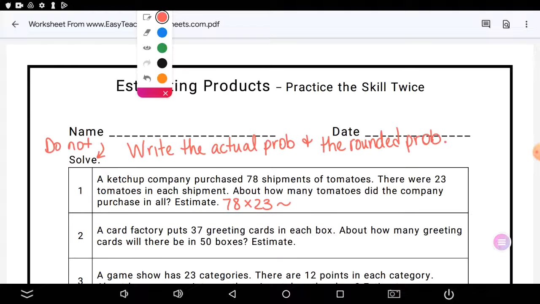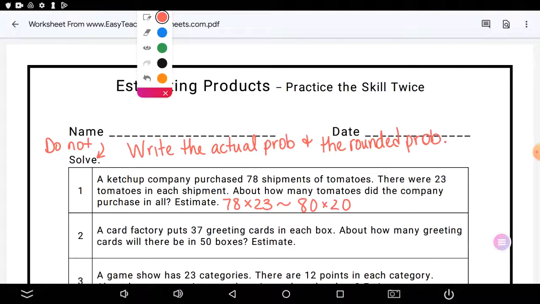What would my rounded problem be? My mental math problem. Emma? Well, let's look at this one. If I just changed one, do we know our multiples of 23 or our multiples of 78? No. So this is one we would have to change both to the nearest 10. Where would that get us? 80 times 20. And that's all you have to do tonight.